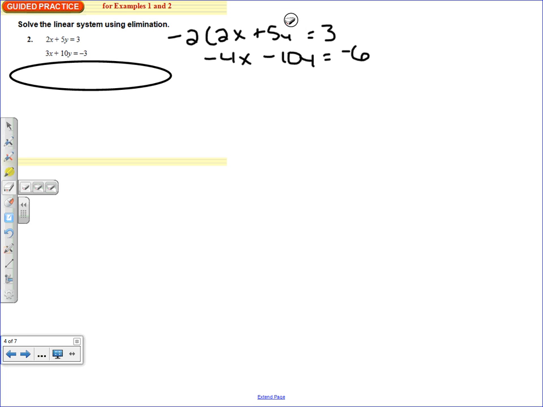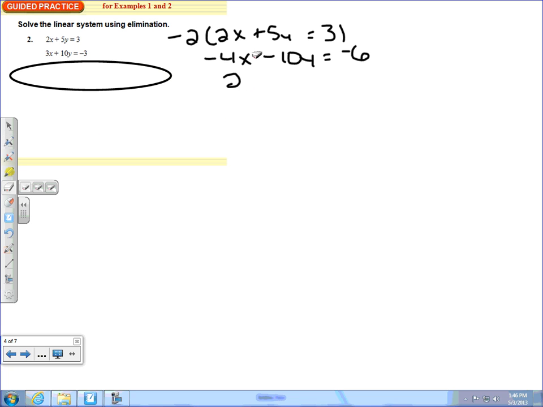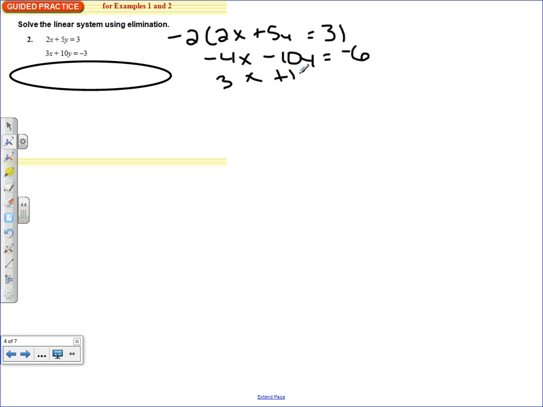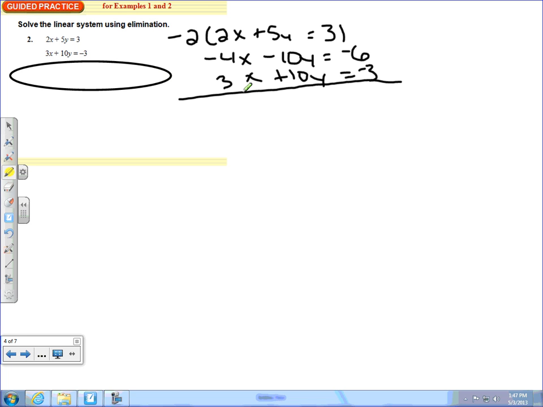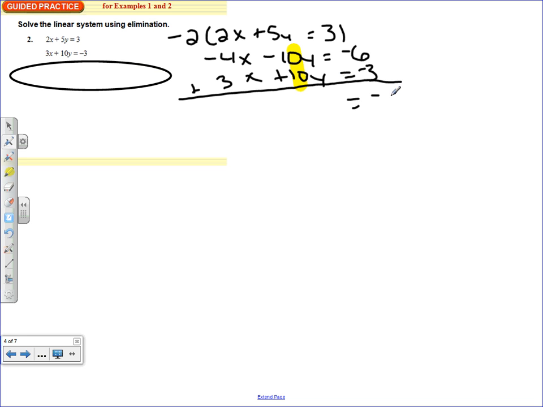I'm actually going to get rid of this parentheses here. It should have been on the outside. So now if I rewrite my original equation, the second equation as it appeared, 3x plus 10y equals negative 3. We can see that we have created opposites. We can combine. Negative 6 and negative 3 would be negative 9. Negative 10y and positive 10y is 0. Negative 4x and positive 3x would be negative 1x. So we have negative x equals negative 9.